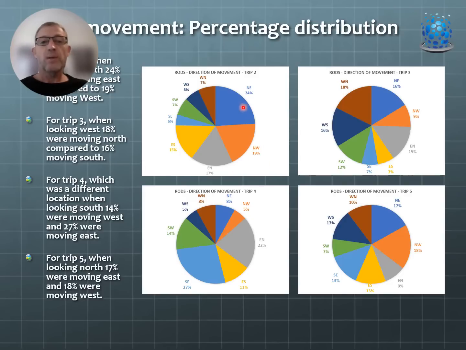There is some sort of trend here for looking north, and then orbs and rods travelling east and west, but you can see it varies quite a lot. And in trip 4 we find that that number is reduced in that cardinal direction and then picks up in another cardinal direction. So I wouldn't say there's an overall trend there, and it does vary. It's quite a centralized orientation.